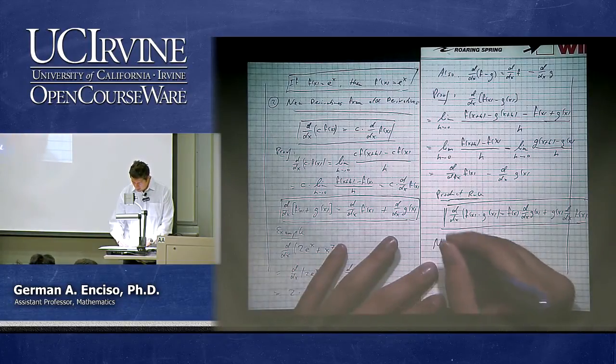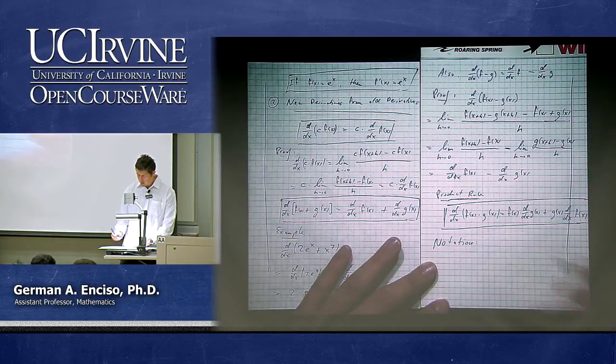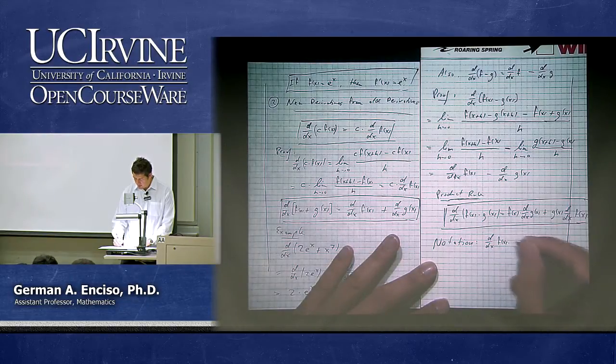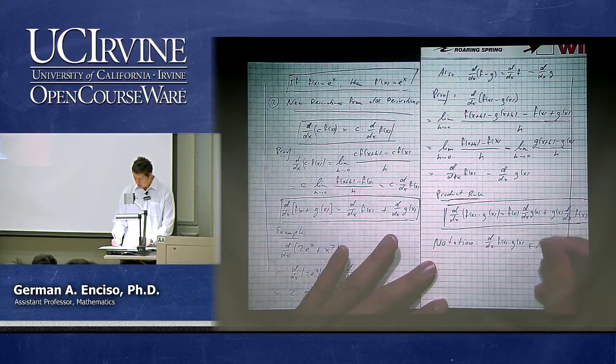So I would like to bring something up with a notation. If you write the derivative of f times g, okay, this by itself is bad notation. Why do you think this is bad notation?